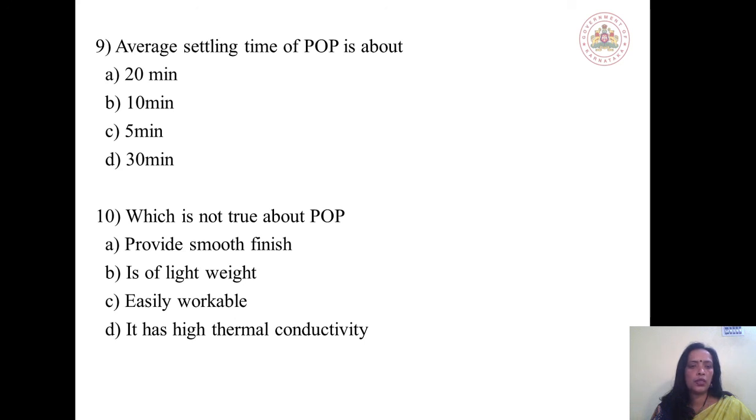Which is not true about POP, which is not true about plaster of Paris? It provides a smooth surface finish. It is lightweight and easily workable. It has high thermal conductivity. No, it has a very low thermal conductivity.